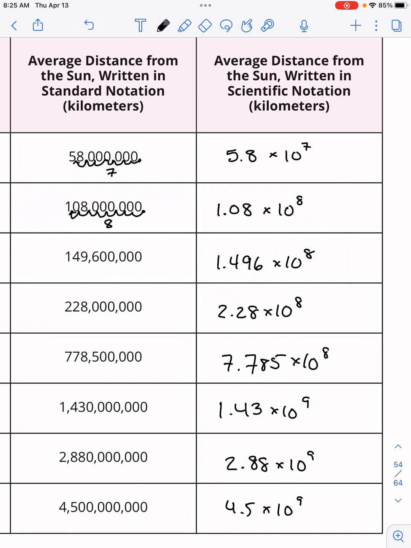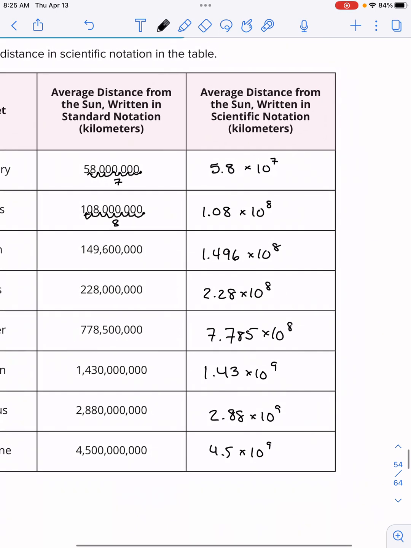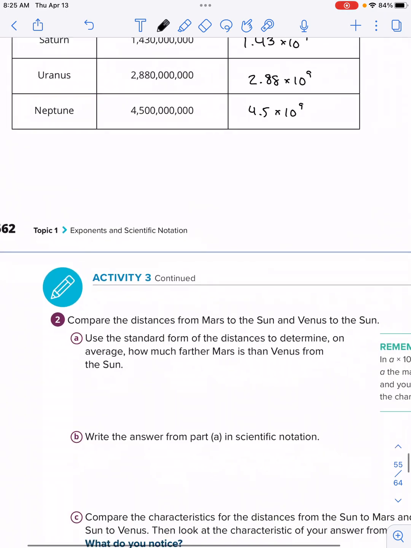And if we went a little bit fast there, you're welcome to try to convert it from standard form to scientific notation to figure out why these numbers in scientific notation are accurate. Okay. All right. So we're going to move on to the next page.